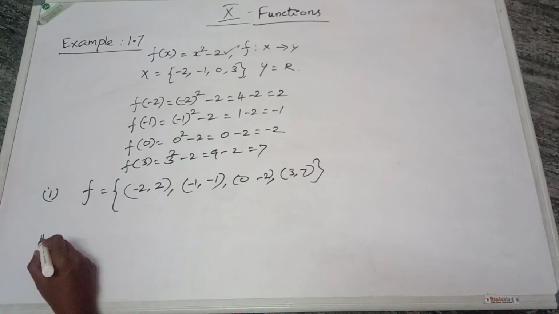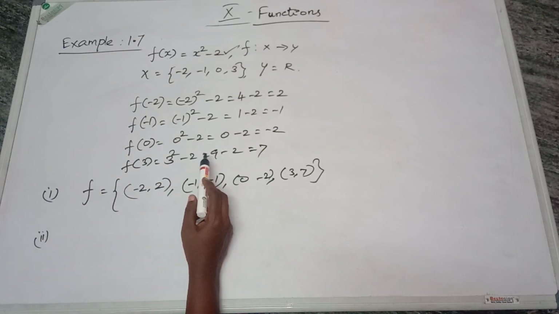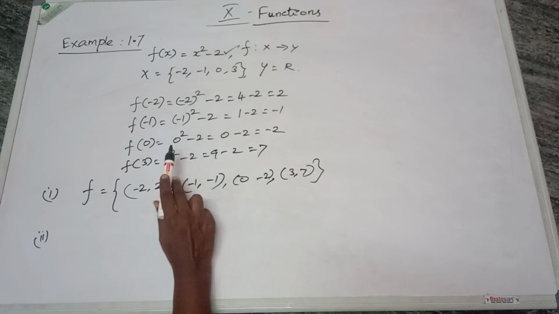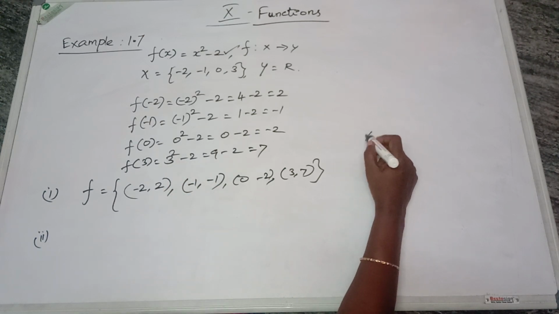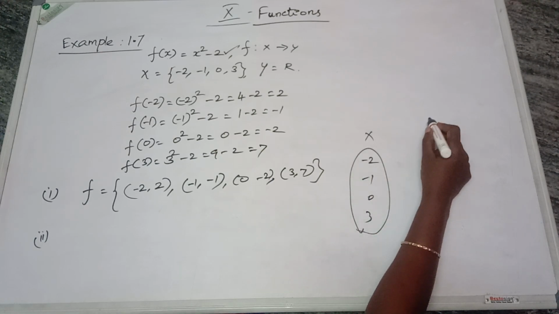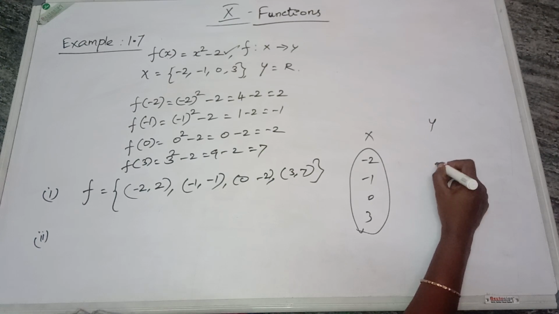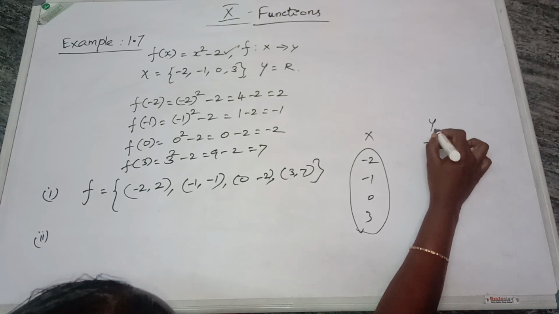And the second question: is f a function? Is this f a function or not? For that, we can see through an arrow diagram: X is minus 2, minus 1, 0, 3, and Y is the real numbers. Real numbers start from all the numbers here: 0, minus 1, minus 2, minus 3, minus 4, and it will go up to infinity.